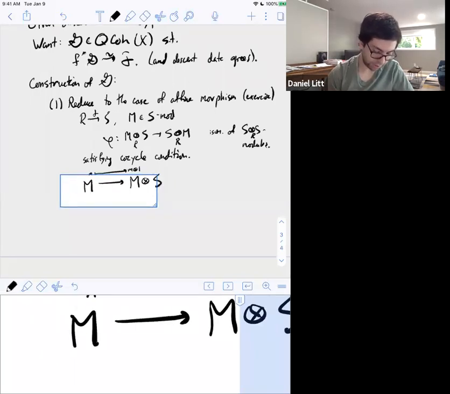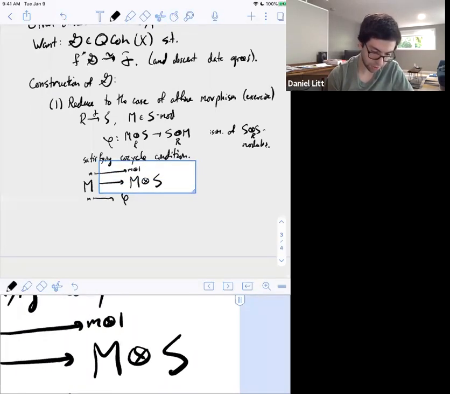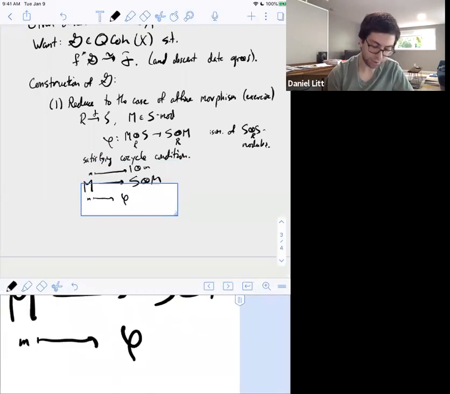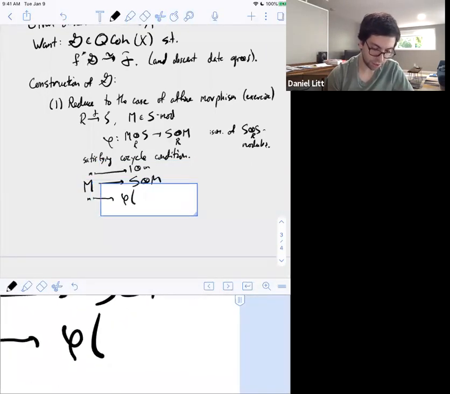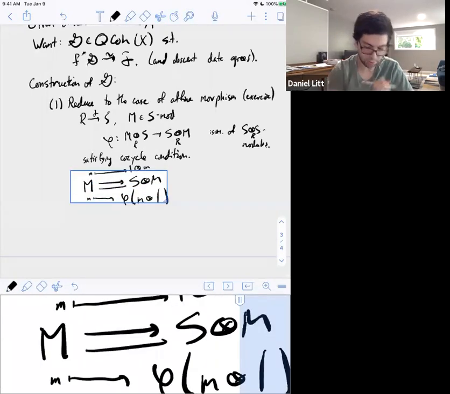The other one is that M goes to phi. Sorry, I've written things the wrong way. Let me write it this way. So one of them is M goes to 1 tensor M. And the other one is that M goes to phi of M tensor 1. Okay, so these are two maps from M to S tensor M.